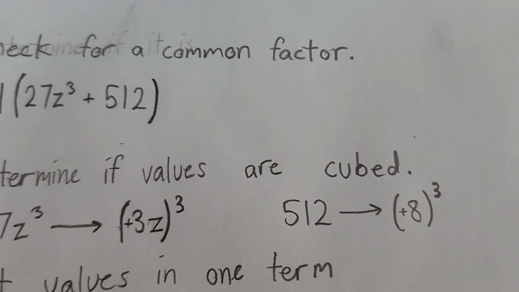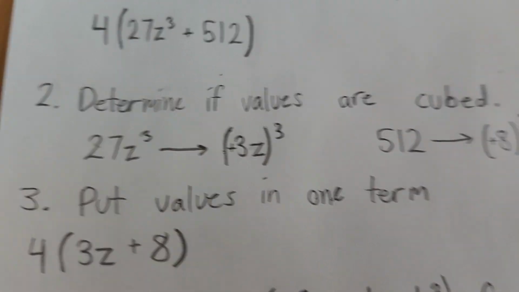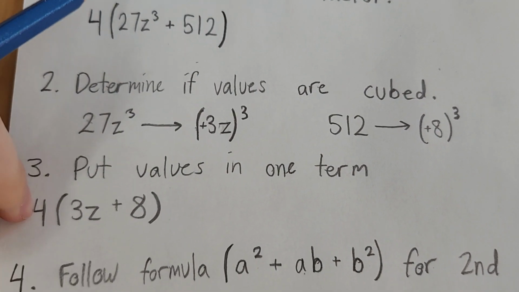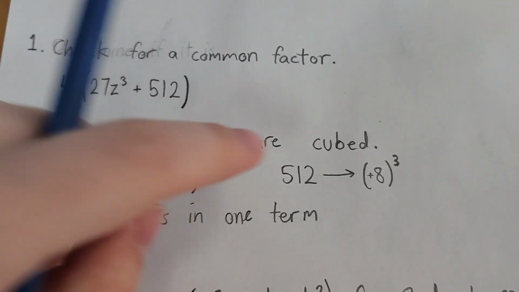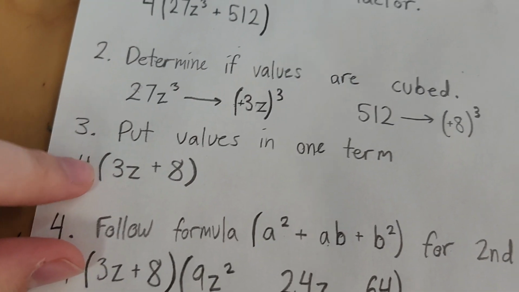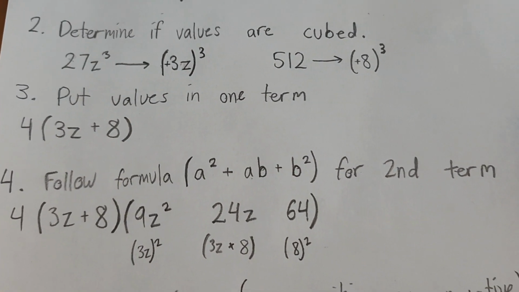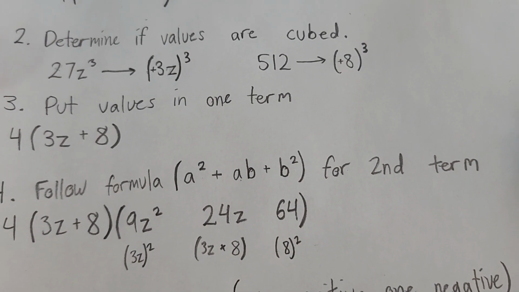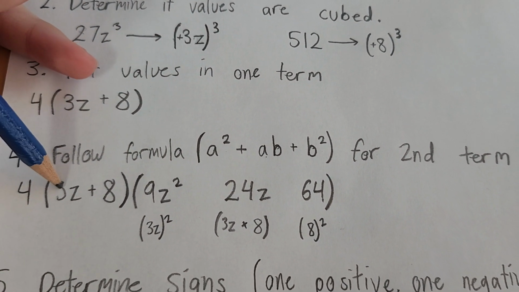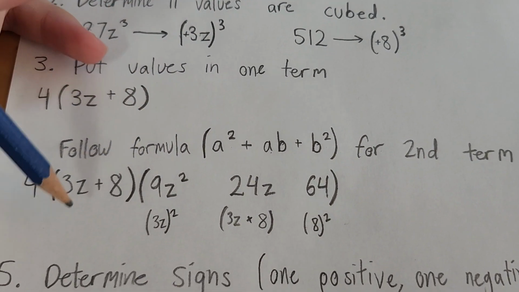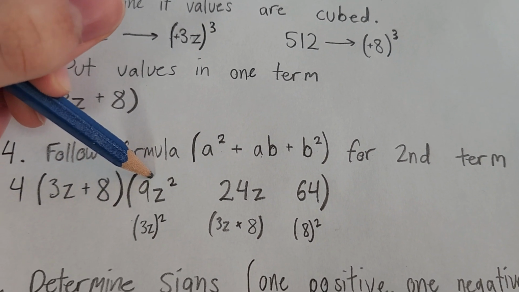Now what we do next is we have our 2 values here. So we put those values in one term. We keep our common factor on the outside. And we put this positive 3z and positive 8 in one term. And now we have to follow this formula. It's not that complicated. For the second term, what we do is we square the first number, a squared. So we square this: 3z squared gets us 9z squared.